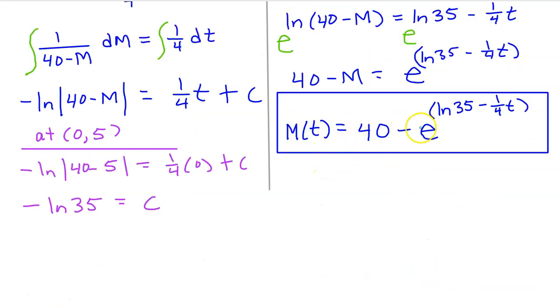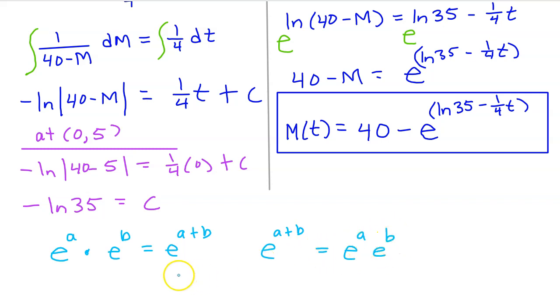Actually, you can leave your answer like this, but we can also simplify a little bit more. First, a quick side lesson. If I had e to the a times e to the b, how would I simplify this? This would be e to the a plus b. But what if we flip this around? If I gave you e to the a plus b, wouldn't this be the same as e to the a times e to the b? It's just the reverse of what we did the first time.